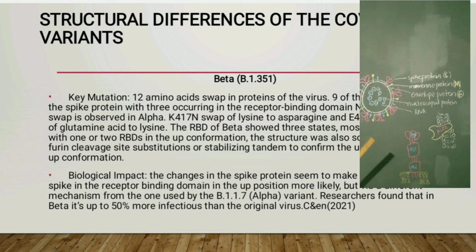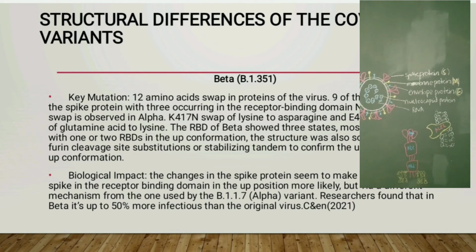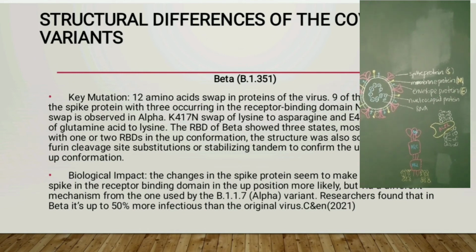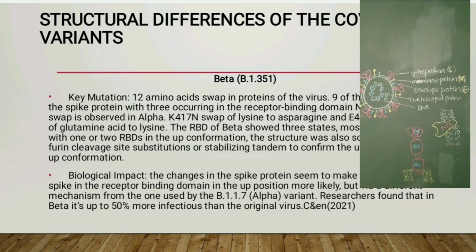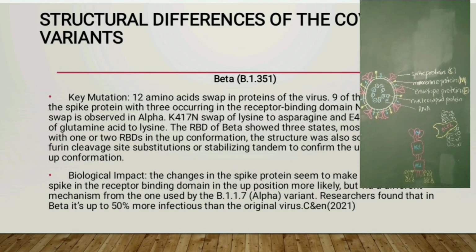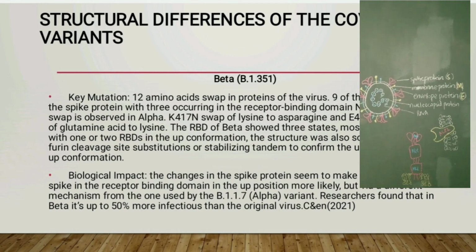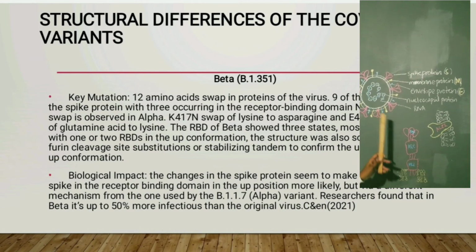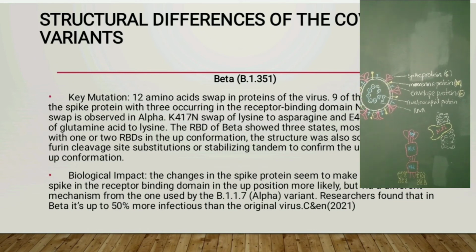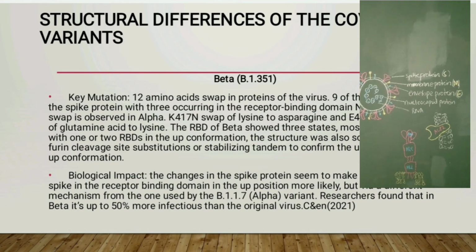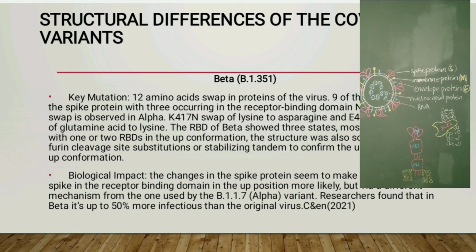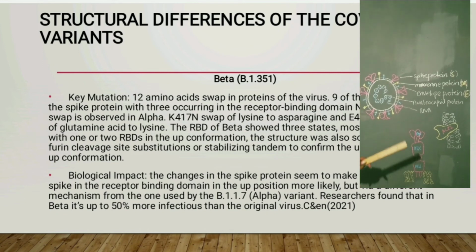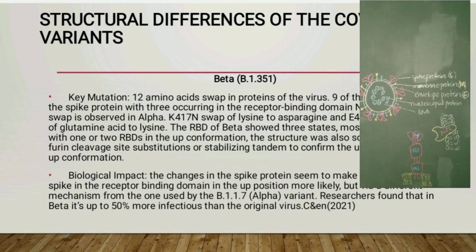Then a switch of glutamic acid to lysine. The receptor binding domain of beta shows 3 states. Most were fully open with 1 or 2 receptor binding domains in the up conformation. The structure was also solved without any furin cleavage site substitution or stabilizing tandem to confirm the unusual triple of the receptor binding domain up conformation.